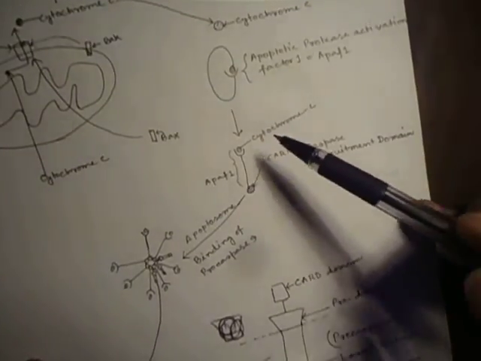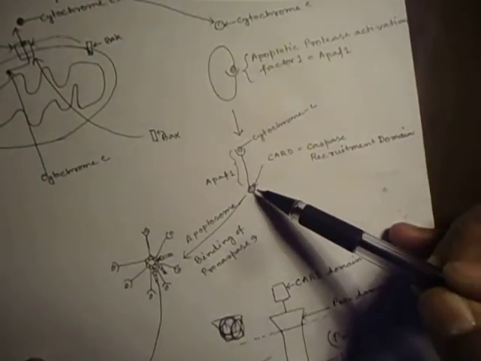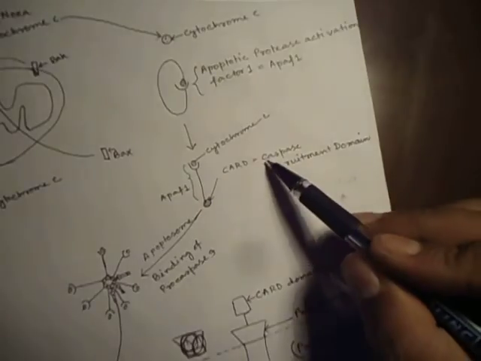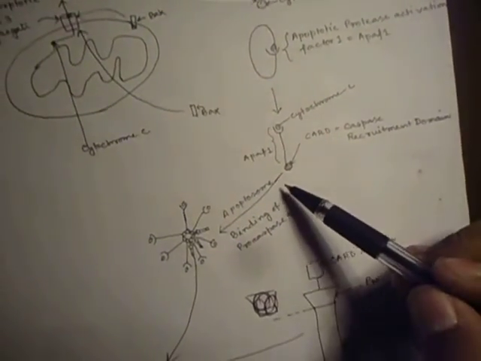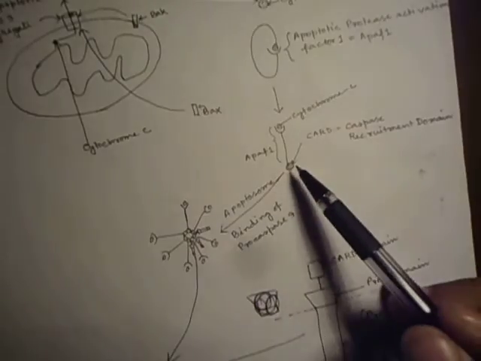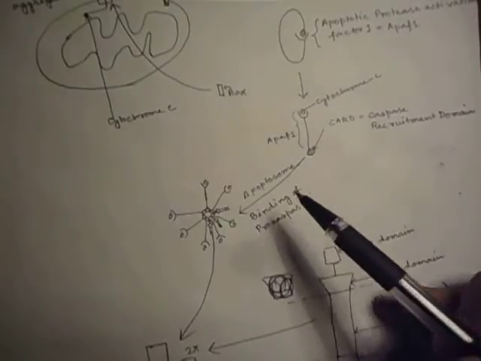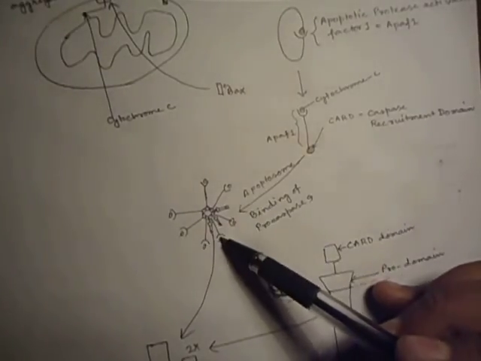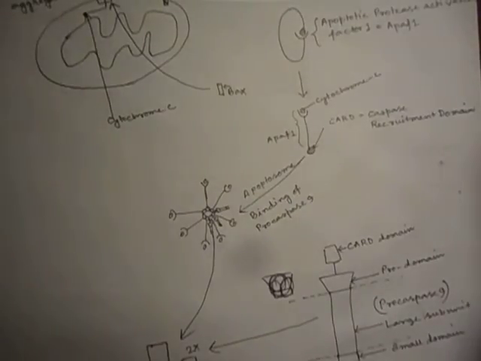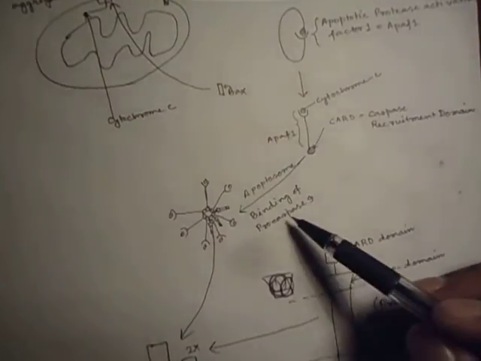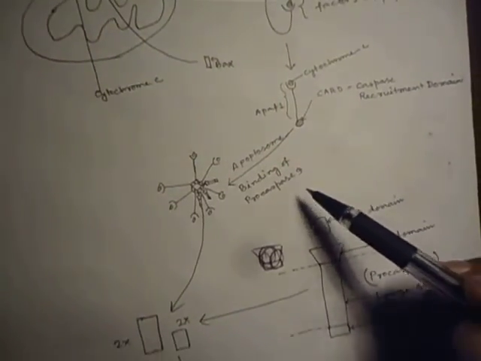Now come to the second point, the cytochrome C and the main receptor, APAF1. In APAF1 there is a CARD domain, the caspase recruitment domain, in short, CARD domain. After binding of the CARD domain, cytochrome C binds with APAF1, and then procaspase 9 will bind with them.